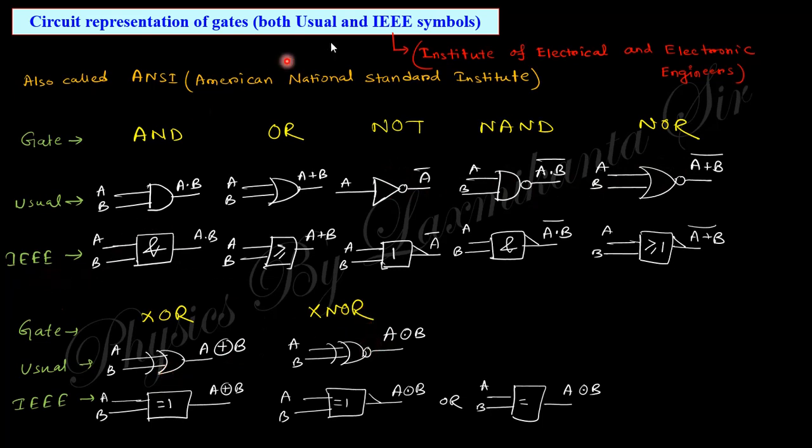But the IEEE, the Institute of Electrical and Electronics Engineers, or you can say ANSI, American National Standards Institute, symbolize these gates differently. This is AND, this is OR, this is NOT, this is NAND, this is NOR, XOR and XNOR. These are the two symbol sets available from these institutions.